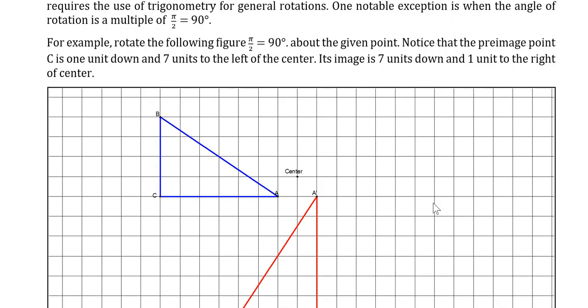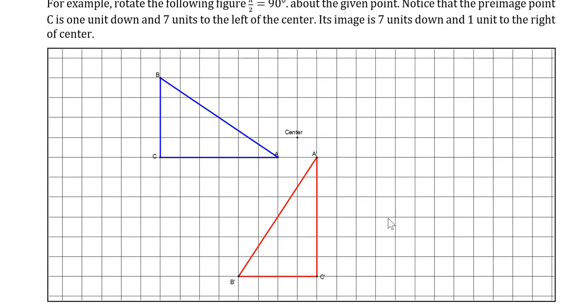So, for example, here we can take the pre-image figure in blue, A, B, C, that triangle, rotate it to triangle A prime, B prime, C prime, about the center point marked right here. You can see that dot there, hopefully. And what angle did we go? Well, if you go from A to the center to A prime, I think you can see that that's a 90-degree rotation, and that would be in the positive direction. So that's a 90-degree or pi over 2 radian rotation.